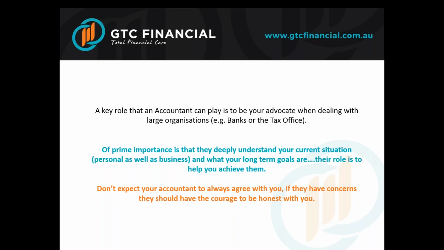A key role that an accountant can play is to be your advocate. And by that I mean that they are the person, your ally, who stands with you when you have to deal with large organisations. And the two common ones are banks or the tax office. But they might also be your main supplier, or if you operate a franchise, they might be the franchisor. Your accountant is your ally. They understand what's happening in your business. They can explain what's happening to the bank or the tax office or your major supplier. And they can make sure that the negotiations with them will put you in a situation that doesn't put your business at risk.